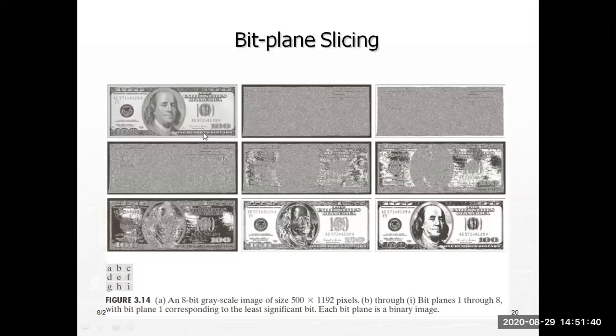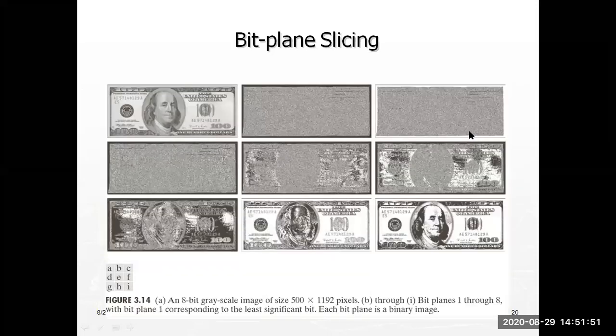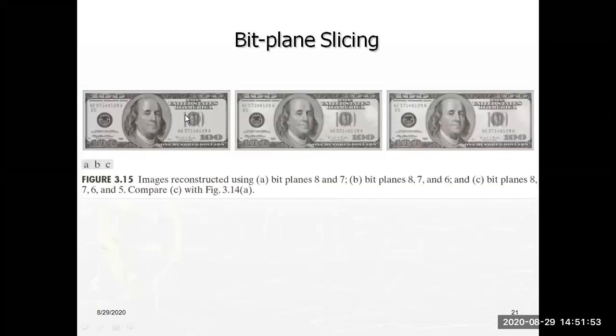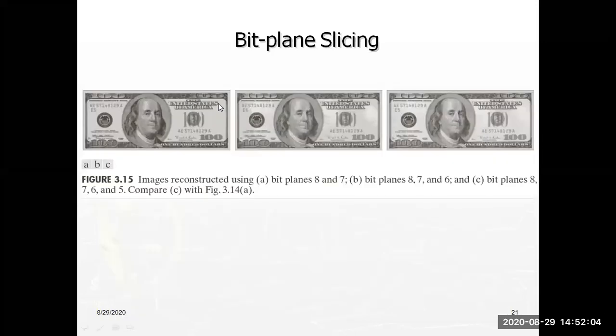Compare this figure with figure C like this. Which one is more clear? We have reconstructed again. Of course, this is reconstructed, this is also reconstructed, and this is also reconstructed, but this one is more suitable to your input image. So this is the reconstruction of your images after application of bit plane slicing.